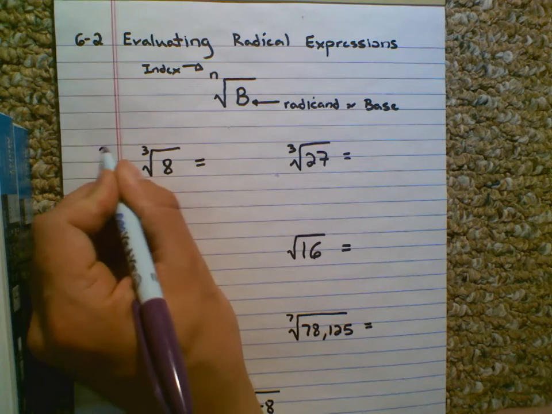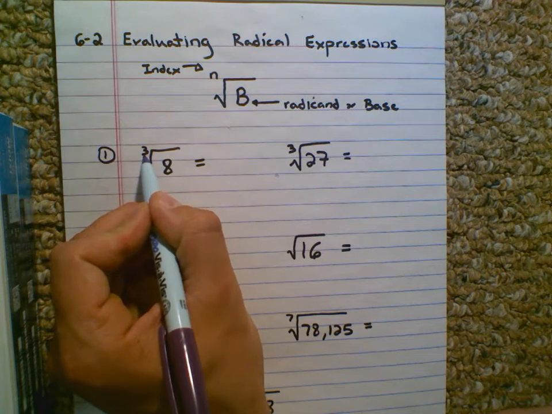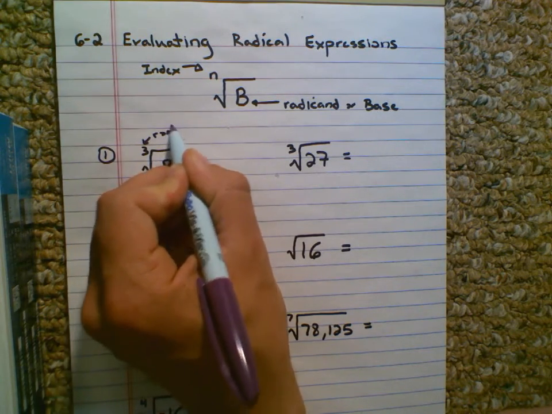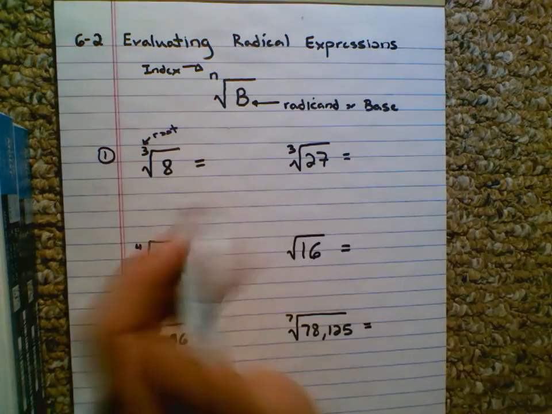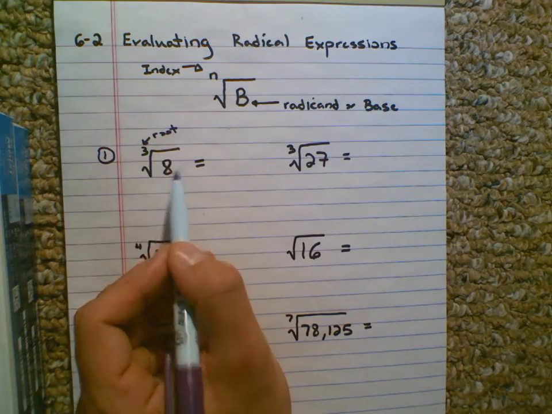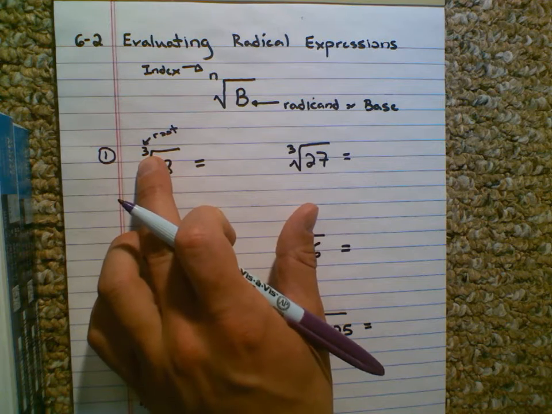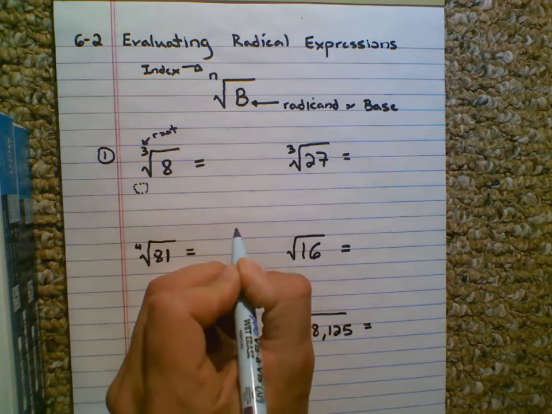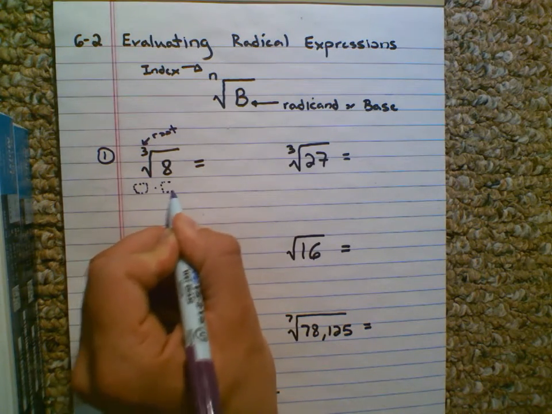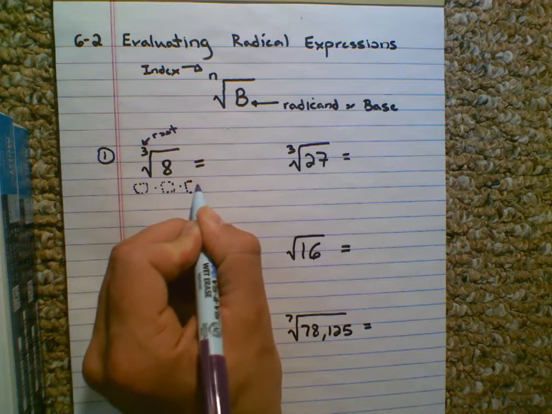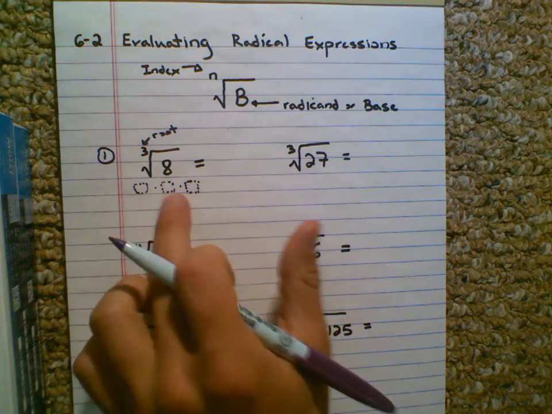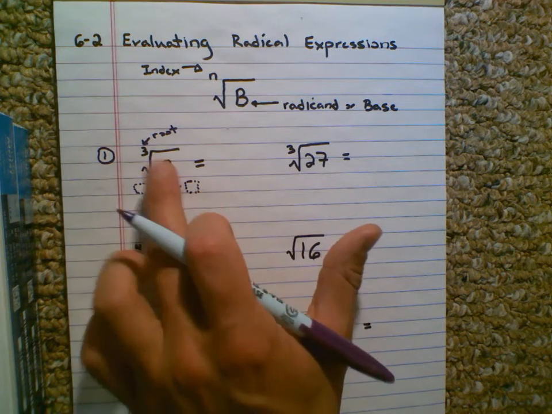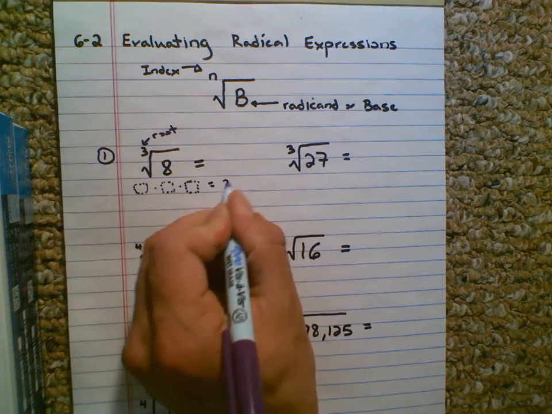So in number 1, I'm taking the third root of 8. This index number, it's a 3, and we call it the root of the expression. So we're taking the third root of 8. Now, what this 3 is asking us is, what number, if I multiply it by itself 3 times, that's why it's a 3, can I put in this box, so that when I multiply that same number by itself, I should get the number underneath. It should be equal to 8.